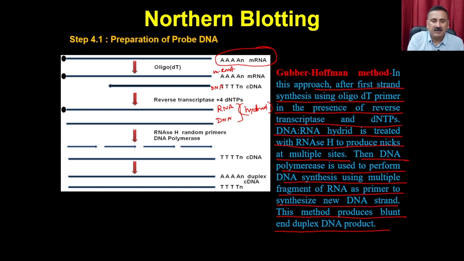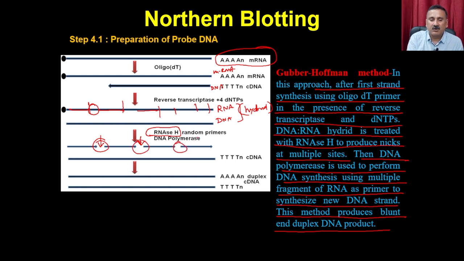These hybrid species are targeted by one RNase which is called RNase H. RNase H is very specific for those RNAs which are part of this hybrid species. So when you treat this with RNase H, it is going to make the cleavage. It is going to cleave this fragment at multiple places, and because of that these small fragments are going to stay attached, but they are going to have nicks. So these are the nicks that are going to be present.